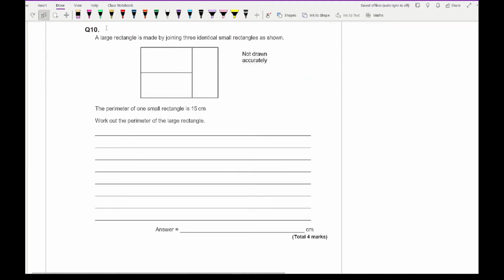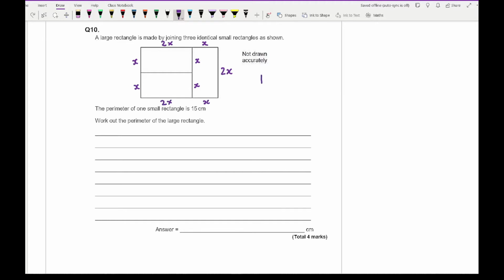Then moving on to question 10, it says that a large rectangle is made by joining 3 identical small rectangles as shown. The perimeter of one small rectangle is 15. Work out the perimeter of the large rectangle. So for this, all I need to do is first of all label these rectangles. So if I call this side x, and this is x, and that's x, then that means that the length of one of the smaller rectangles is going to be 2x. And then if I continue that labeling, what I end up with is that.